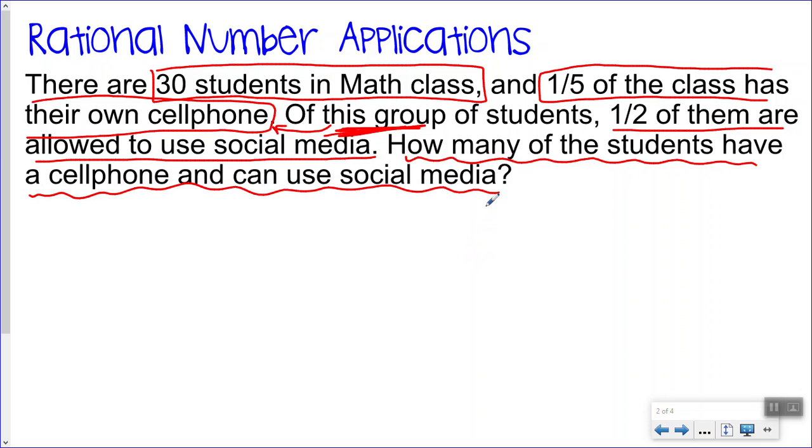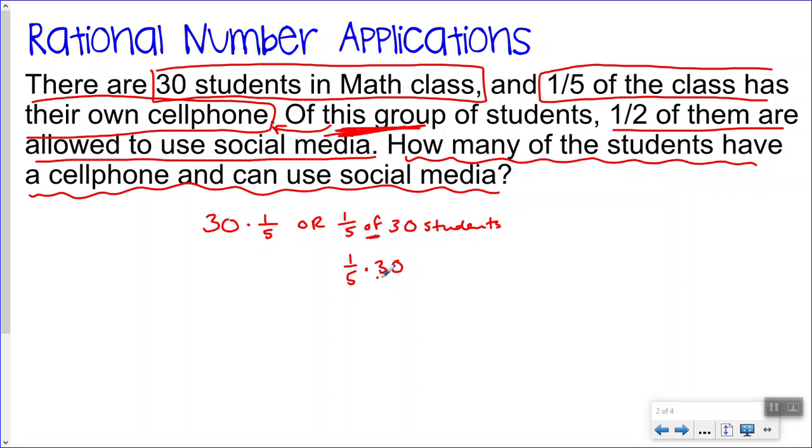So first, I need to figure out how many of them have a cell phone because that's the first group I'm going to examine and take a closer look at. So we know that we have 30 students in the class, and 1/5 of that has cell phones. So another way to think about this is 1/5 of 30 students have a cell phone. And most often when we see the word of, that's going to mean multiplication. So we have 1/5 times 30.